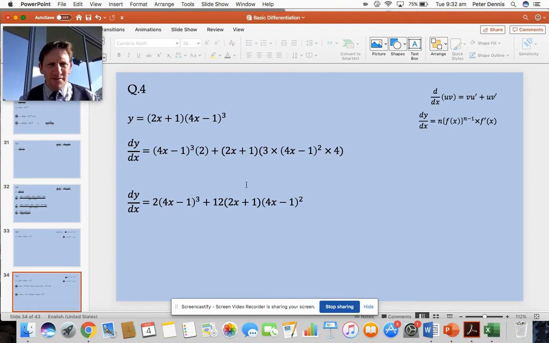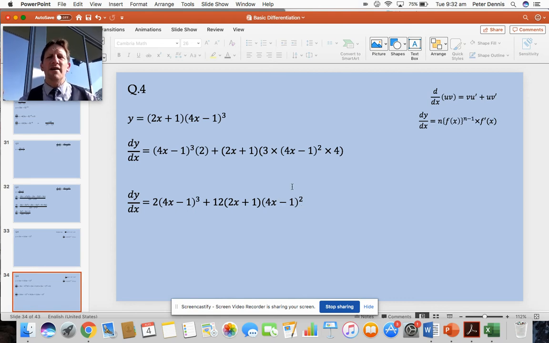And then it's just a matter of simplifying. We'll bring this 2 out the front, 2 outside of 4x minus 1 cubed. And we can bring this 12 out the front. So it's going to be 12. 3 times 4 is 12. Times 2x plus 1 outside of this 4x minus 1 all squared.